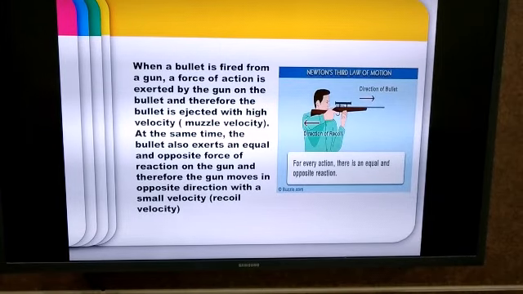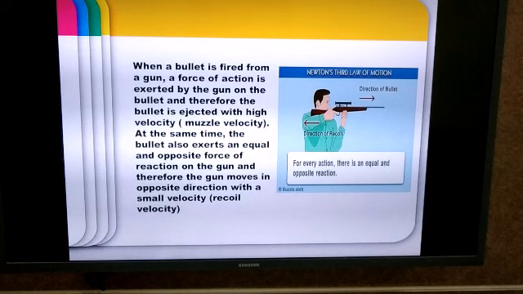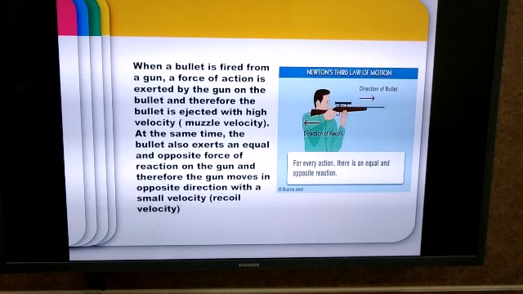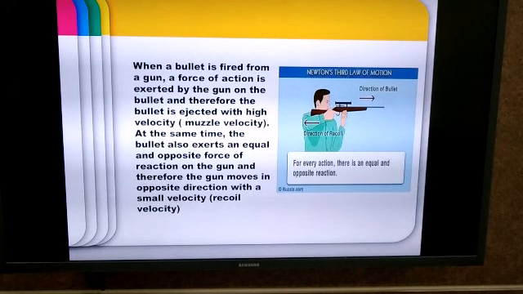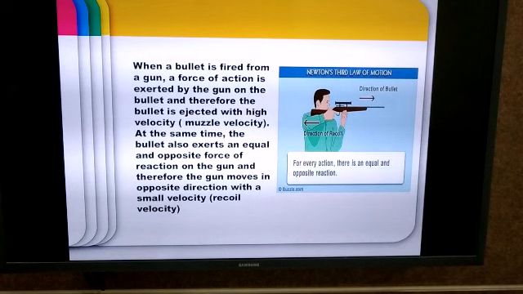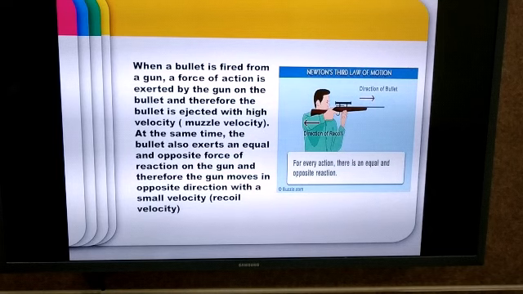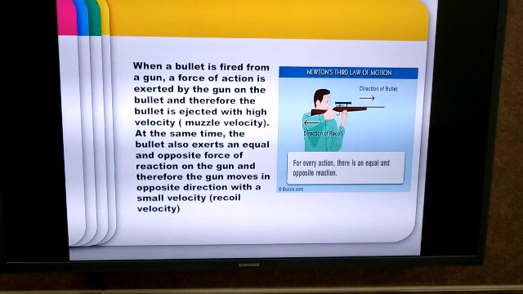When a bullet is fired from the gun, a force of action is exerted by the gun on the bullet. It is because of this force of action exerted by the gun on the bullet that the bullet starts moving in the forward direction with certain velocity. At the same time, according to Newton's third law, the bullet should also exert a force of reaction on the gun. So what do we see? The gun moves in the opposite direction with a very small velocity.